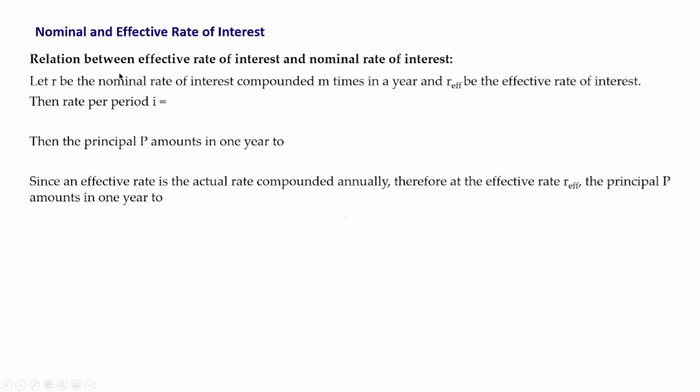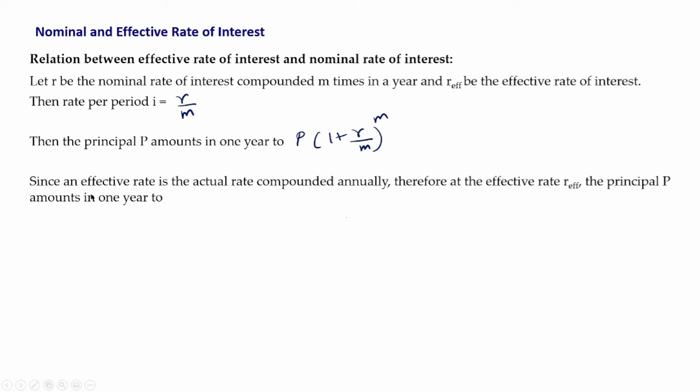Now let us see the relation between the effective rate of interest and the nominal rate of interest. Let R be the nominal rate of interest compounded m times in a year and R_eff be the effective rate of interest. Since R is compounded m times in a year, we have the rate per period i as R upon m. If the principal is rupees P, then it amounts in 1 year to P into (1 + R/m) the whole raised to m.